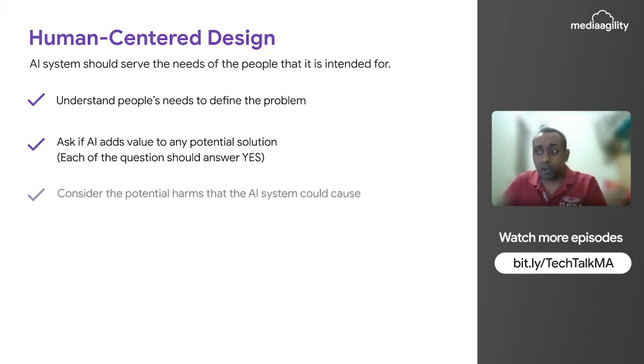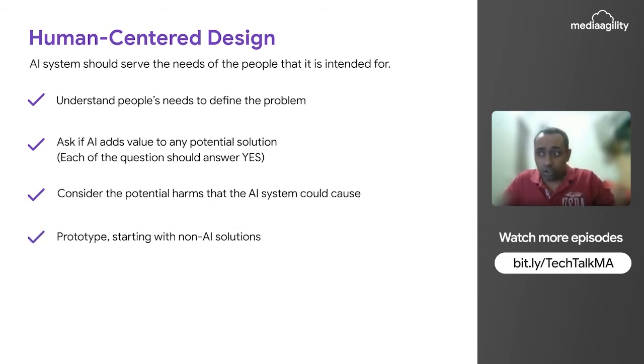Now we need to consider the potential harm that the AI system could cause, like to creativity. If it is stopping the creativity of a student, and we are trying to measure something for the student where their creativity is going to be capped by the AI system, then we have to see whether it is the right solution or not. We should not be harming the potential users. We need to prototype, start with a non-AI solution, and provide ways for people to challenge the system.